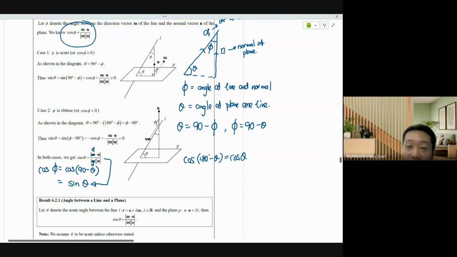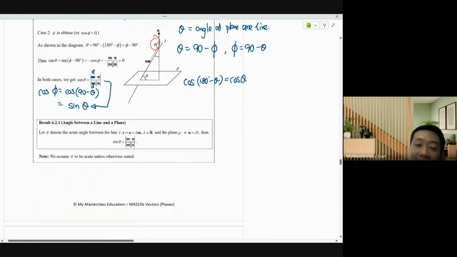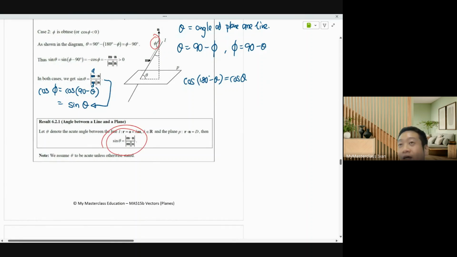So just remember, if you want an angle between a line and a normal, we are unable to get theta. We are only able to get phi, which is this. There could be a possibility that phi is this, but it's not important at all, because we didn't want phi. We want who? Theta. So when you want the angle between a line and a plane, always use sine theta.